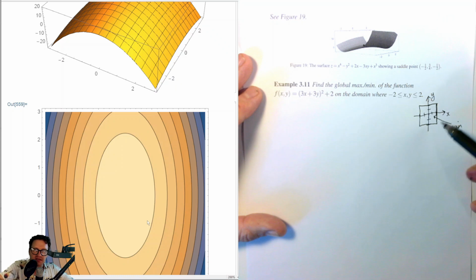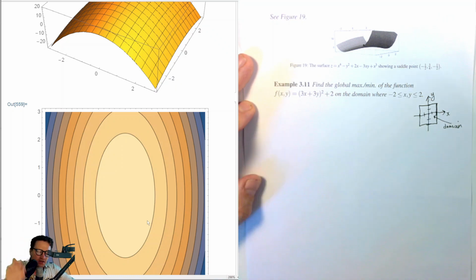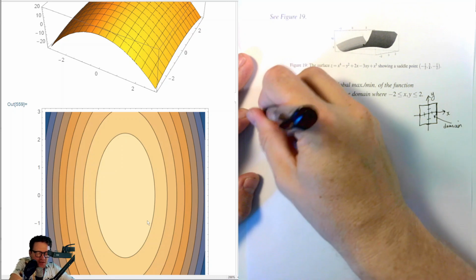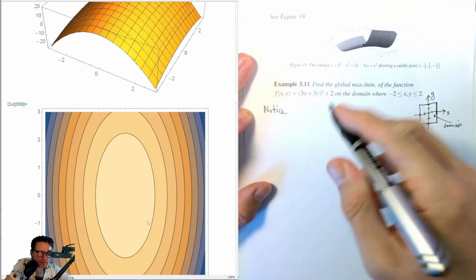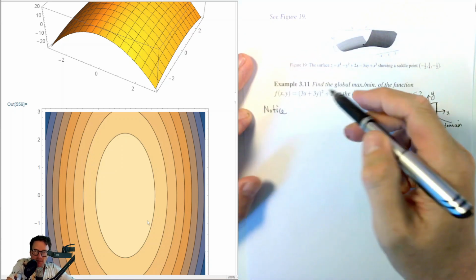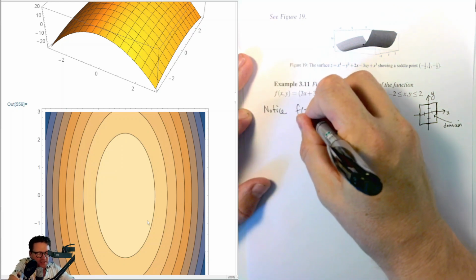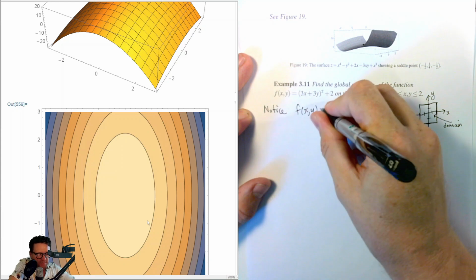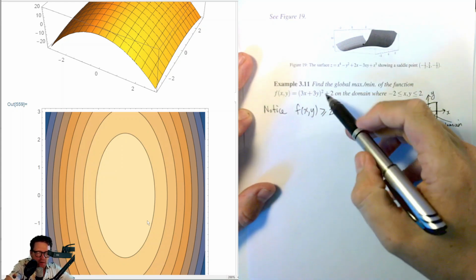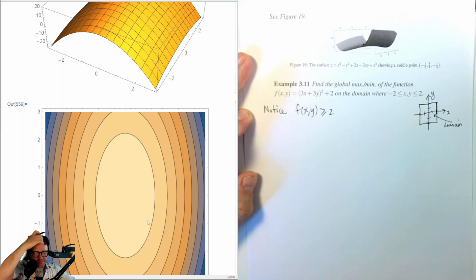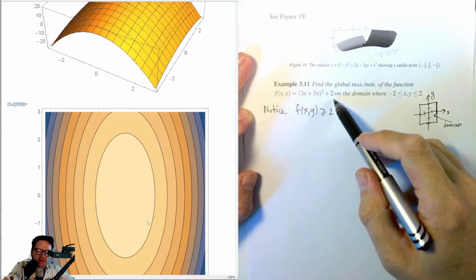So the function is defined in this box, right? All right, so now first notice that this is a square. That square is completed, so f of x, y has to be greater or equal to 2 because squares are positive or 0. So the lowest that this could be is 2.